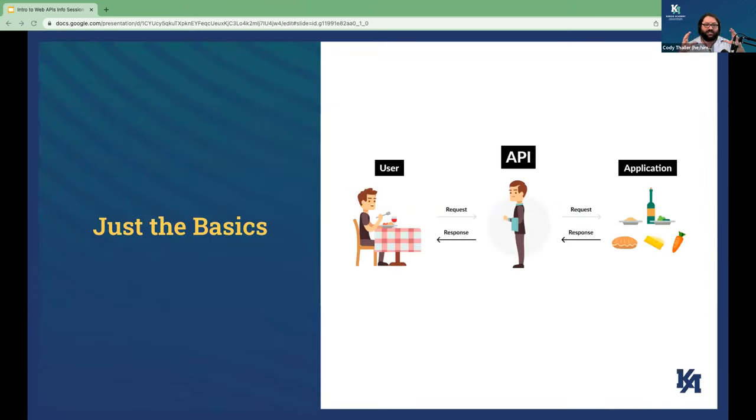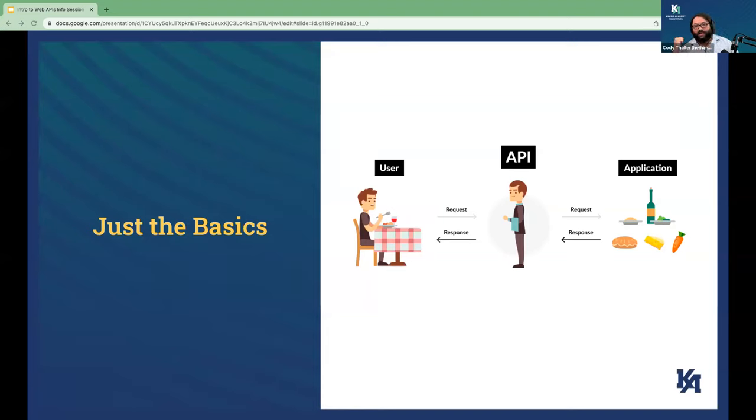So let's look at just a super basic diagram here. This comes from a blog written by a developer over at Uber to kind of describe what's going on with specifically a web API. You have a user that is on their client application. And in this little analogy, the user that's, you know, sitting at their computer, sitting on their phone, is a person that's at a restaurant.